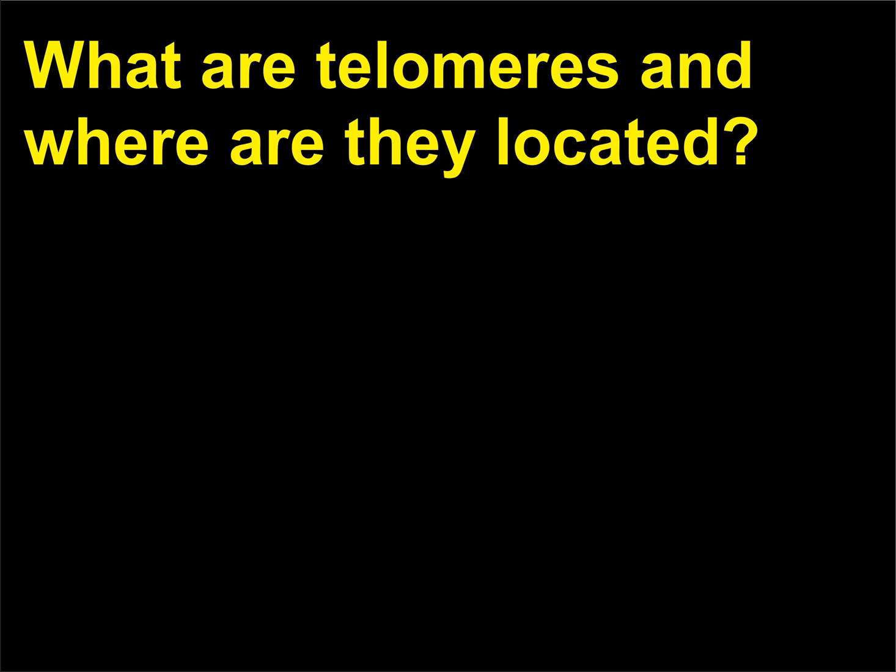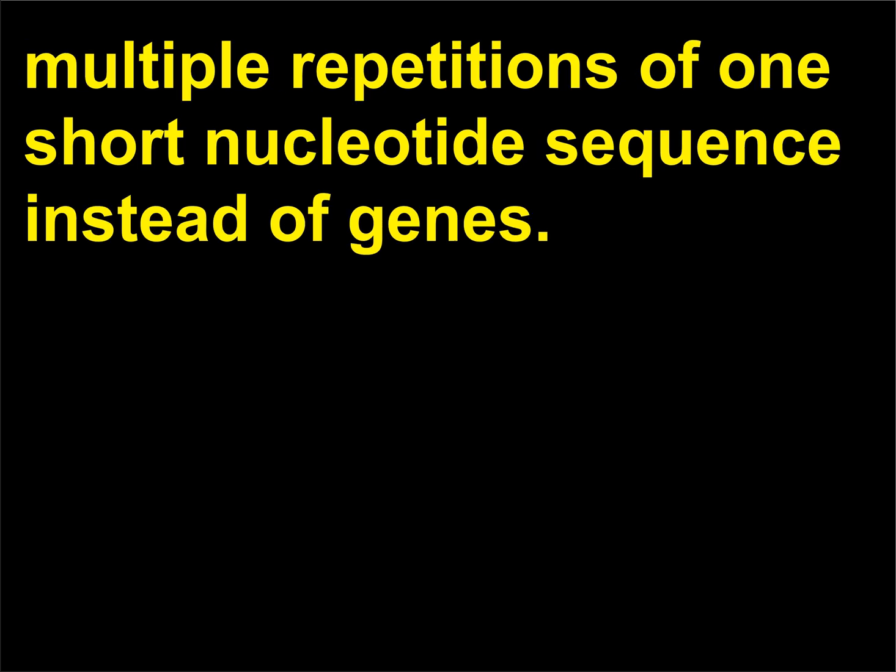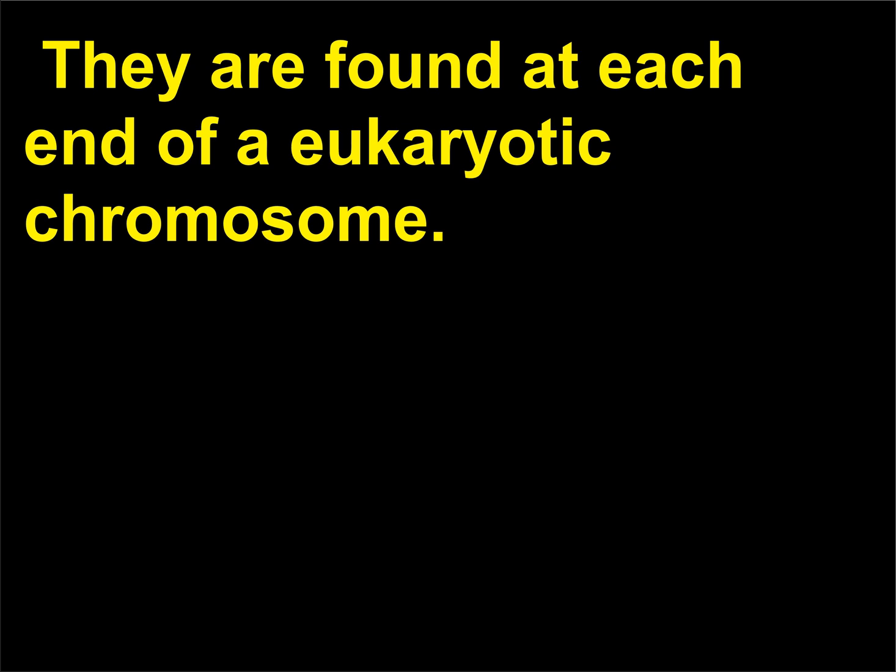What are telomeres and where are they located? Telomeres are protective structures composed of DNA that contain multiple repetitions of one short nucleotide sequence instead of genes. They are found at each end of a eukaryotic chromosome.